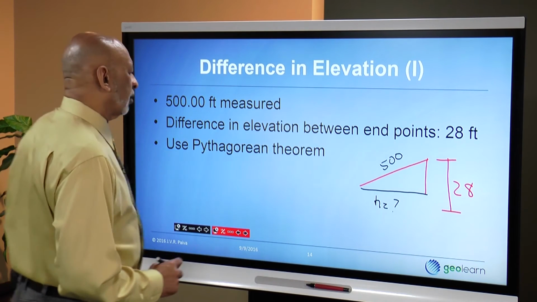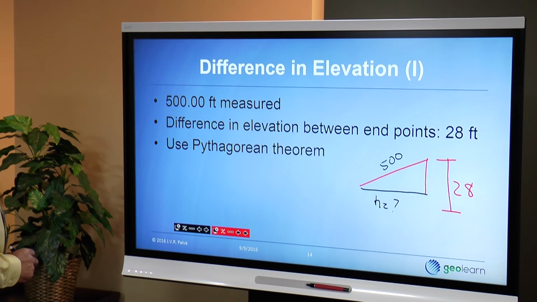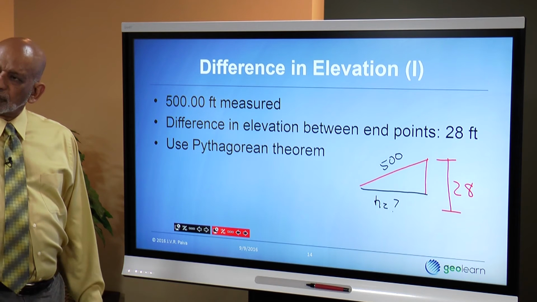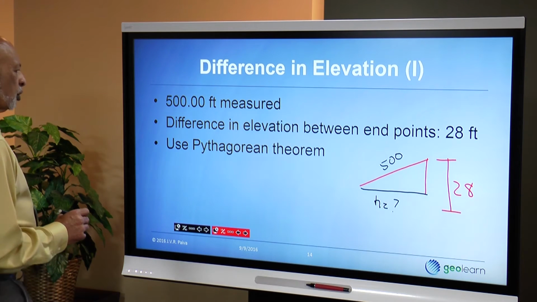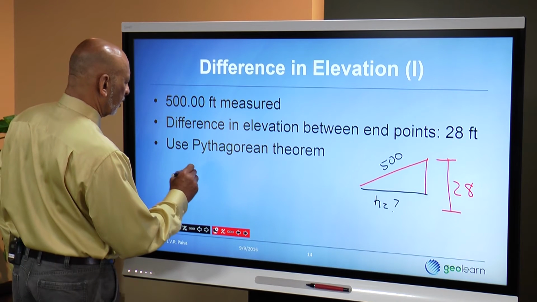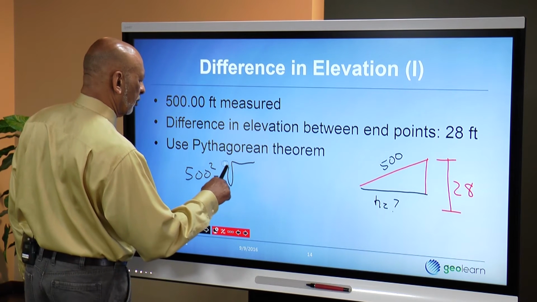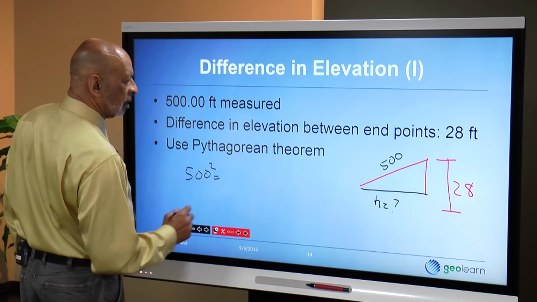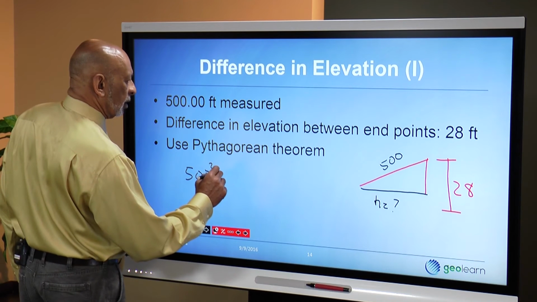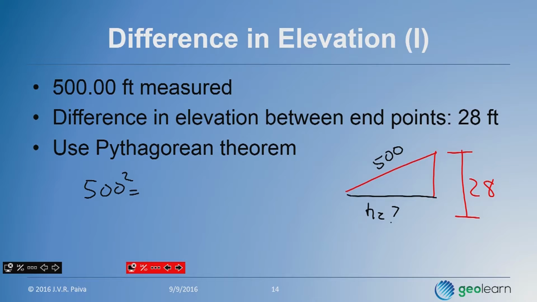So the Pythagorean theorem basically says that the square of the hypotenuse is equal to the sum of the squares of the other two sides. So we have that 500 squared is equal to 28 squared plus h squared. Just to be clear here, because it looks like a z, that's h.